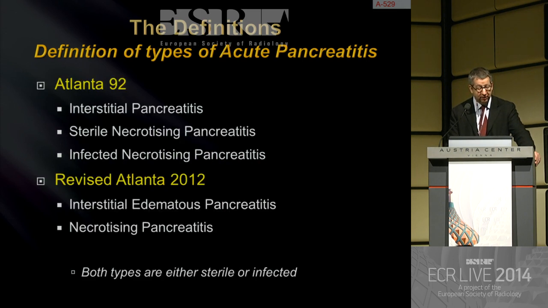The former classification of Atlanta '92 differentiates 3 types of pancreatitis: interstitial pancreatitis and necrotizing pancreatitis, either sterile or infected. In the new classification of Atlanta 2012, you have only 2 types of pancreatitis: interstitial edematous pancreatitis and necrotizing pancreatitis, which is more clear. Both types may be either sterile or infected. Of course, infection of interstitial edematous pancreatitis is quite a rare situation.